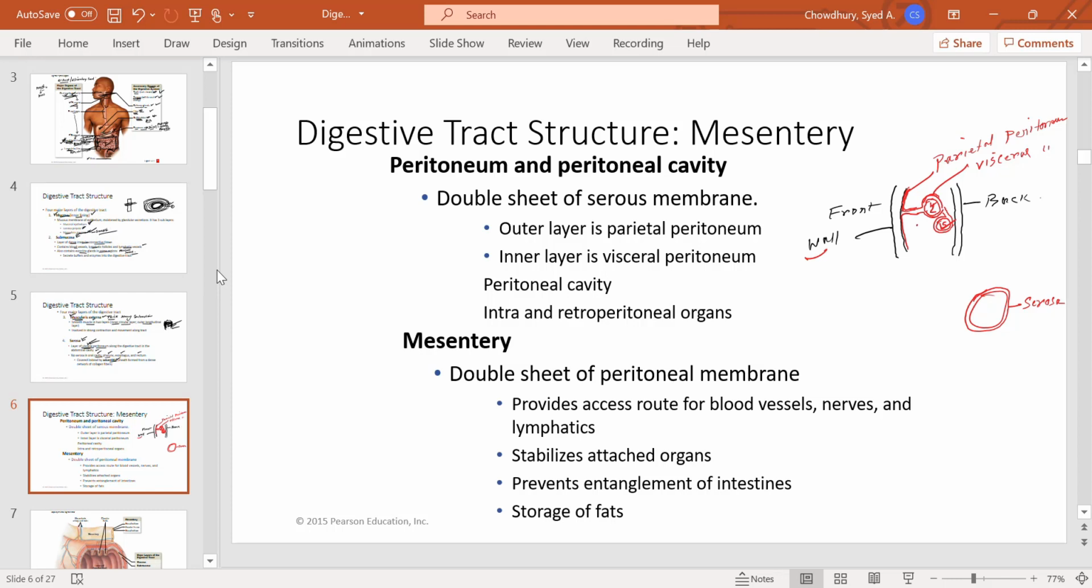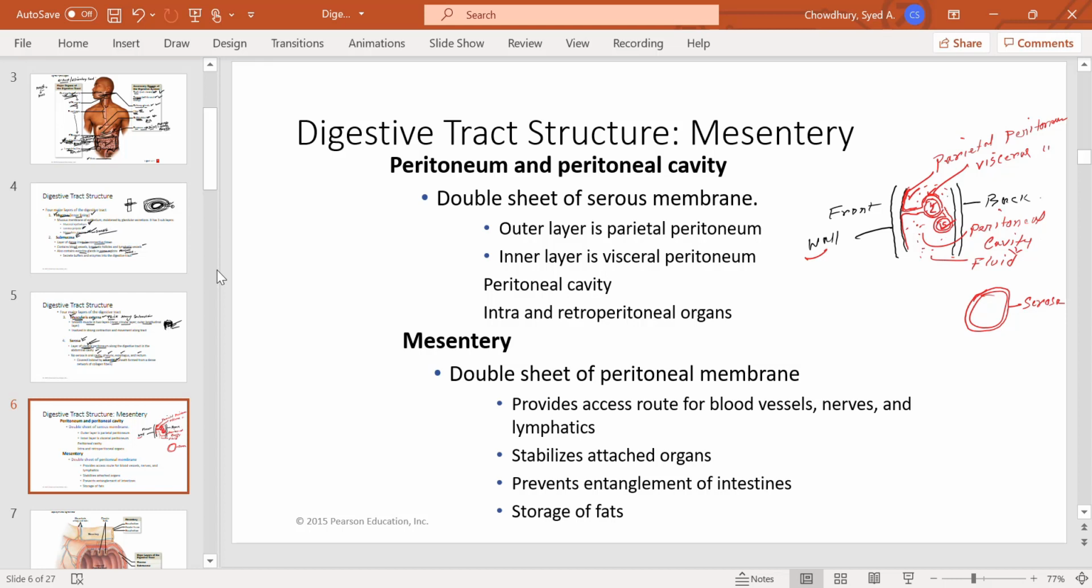Now this is the peritoneal cavity between the parietal and the visceral layer. This big space inside the abdominal cavity is called the peritoneal cavity. Make sense? And this cavity contains a fluid called the peritoneal fluid. Inside the peritoneal cavity you have the fluid, right? That's the peritoneal fluid, and this fluid helps to prevent friction between the abdominal organs.